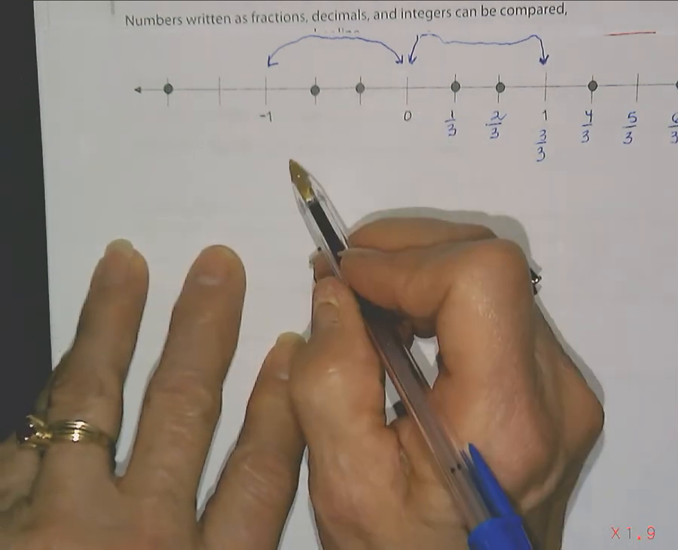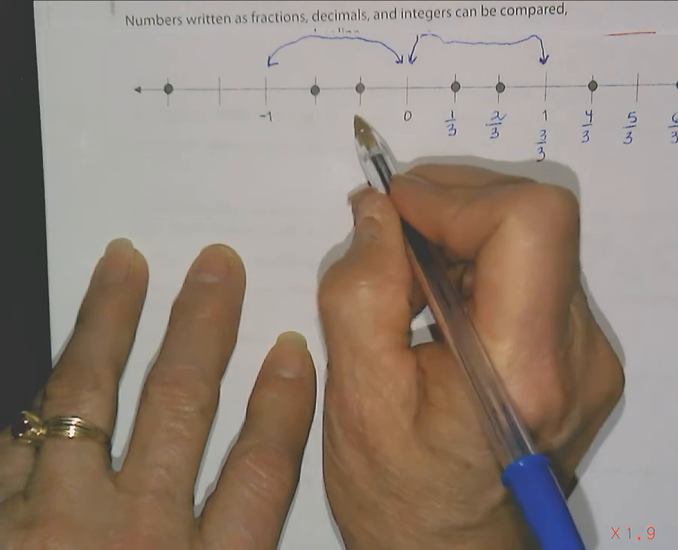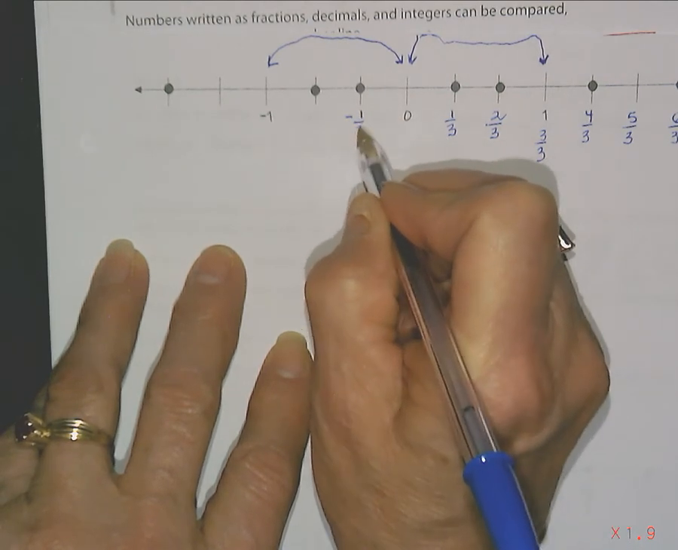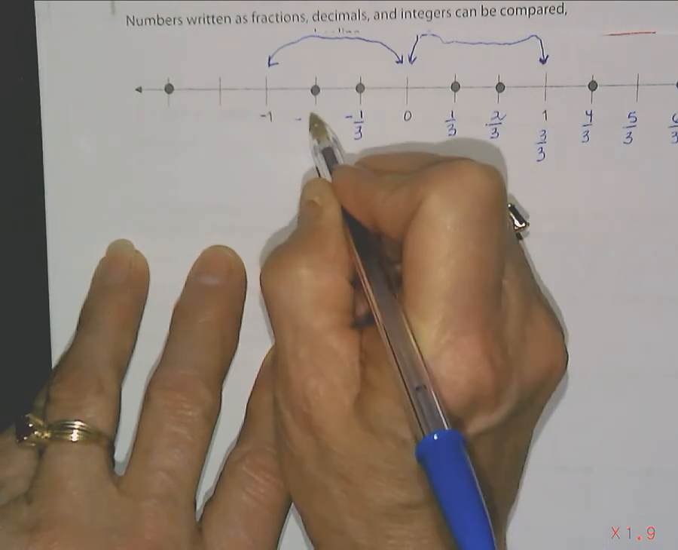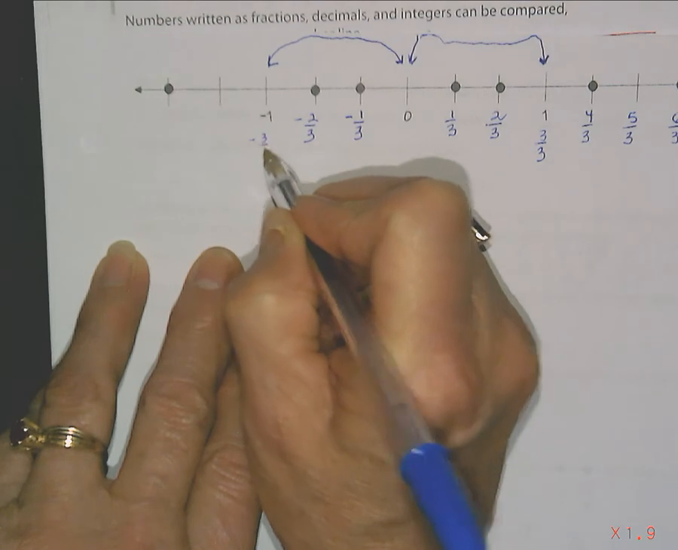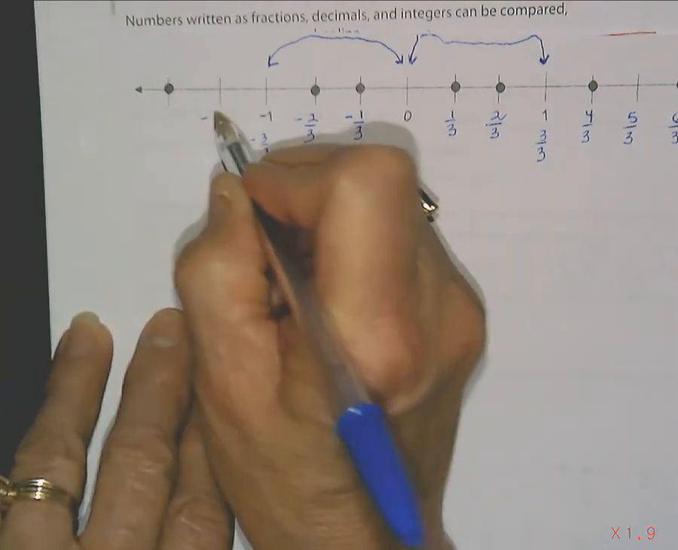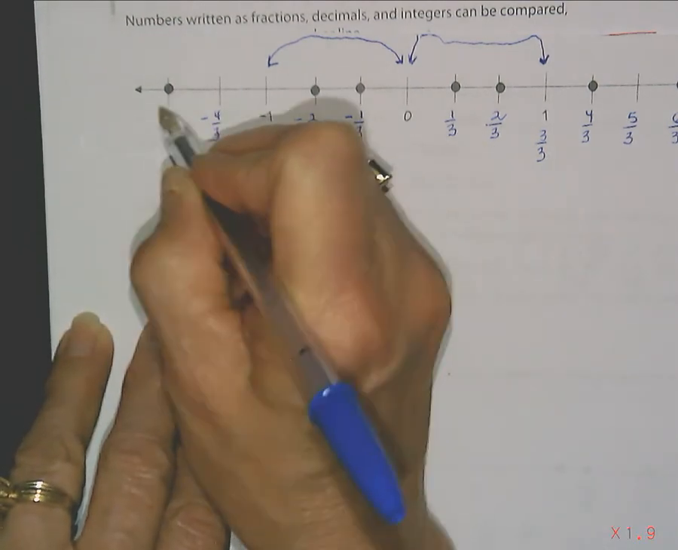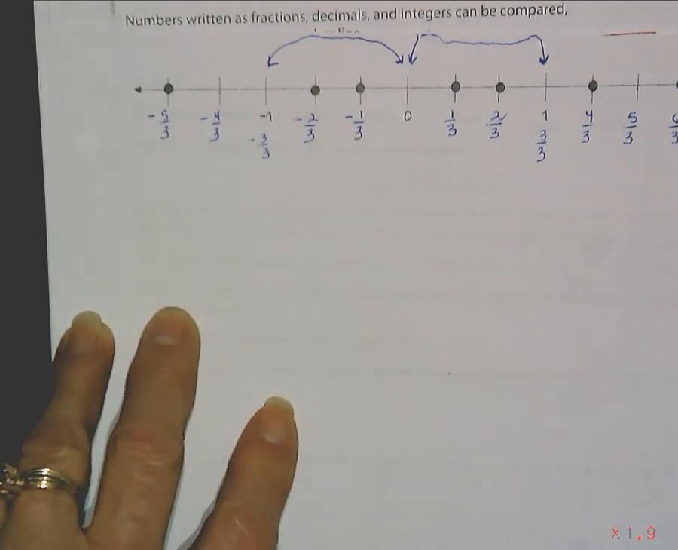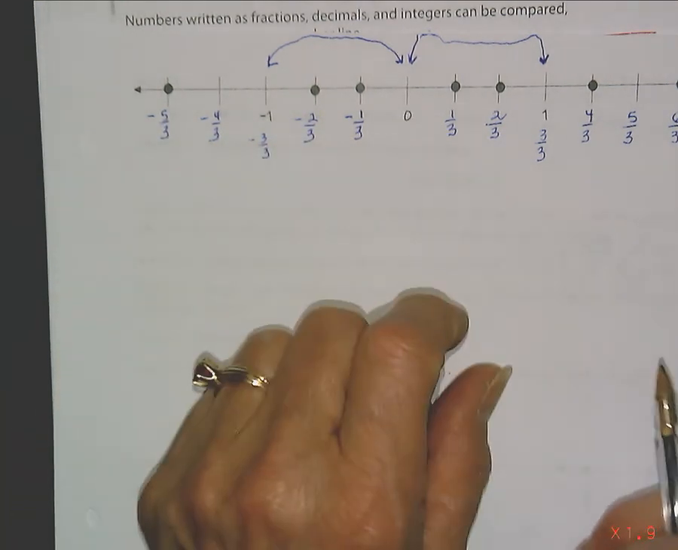Moving to the left, what's this first one going to be? -1/3, -2/3, -3/3, -4/3, -5/3. Now, guys, I want you to pull out your calculator.